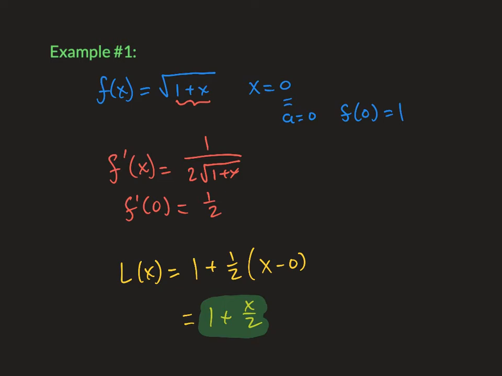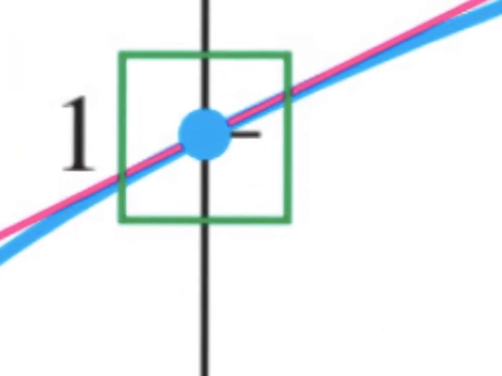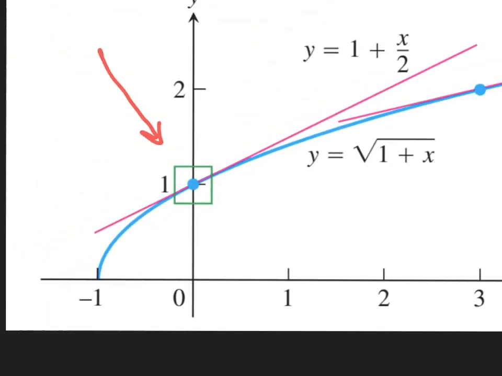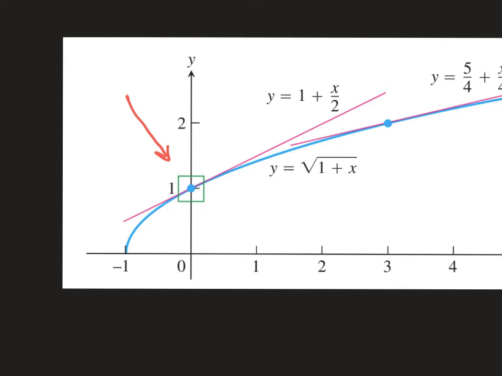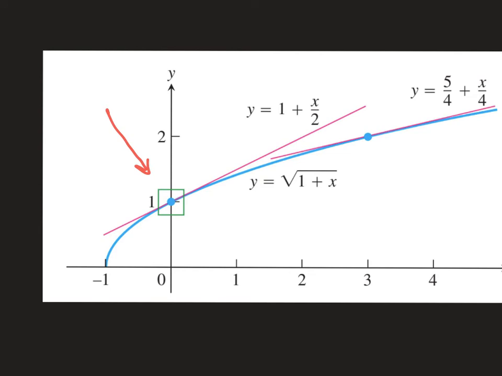Here's what it looks like if you were to graph these two. So the blue function is the original square root of 1 plus x curve. The red line is my tangent line, 1 plus x over 2. And notice, as long as we zoom in near the point x equals 0, the red line and the blue curve basically look the same. All right, so that's the idea behind this linearization, that we can use a line to approximate a curve.